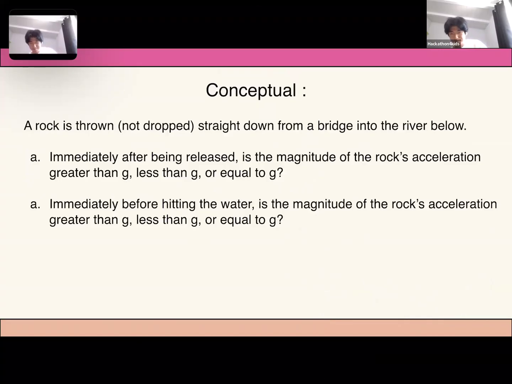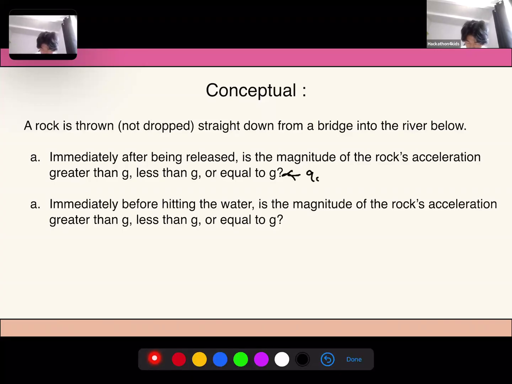Here is another question. A rock is thrown, not dropped, straight down from a bridge into the river below. Immediately after being released, is the magnitude of the rock's acceleration greater than g, less than g, or equal to g? And immediately before hitting the water, is the magnitude of the rock's acceleration greater than g, less than g, or equal to g? Sorry, g is gravity, so 9.8. We usually use g to signify the acceleration due to gravity.